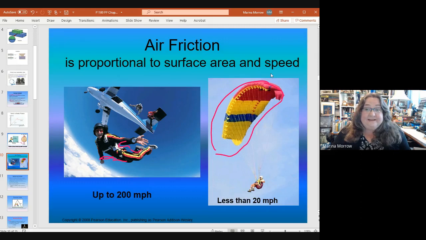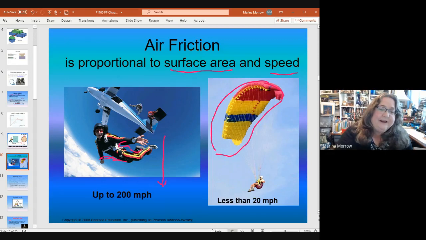But another weird thing is it depends on your speed. So surface area and speed. So as this person falls out of the plane, when he first falls out, his speed is almost zero. So his air friction is almost zero. And then as he falls downward, increasing his velocity, well, his air friction also increases. But in the opposite direction, of course. But yeah, they increase together.